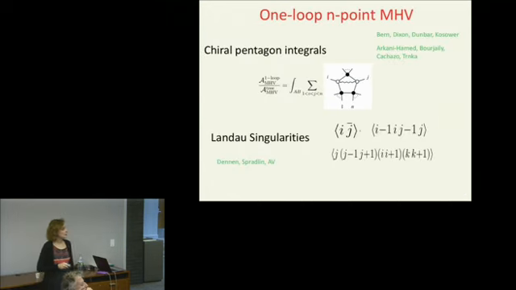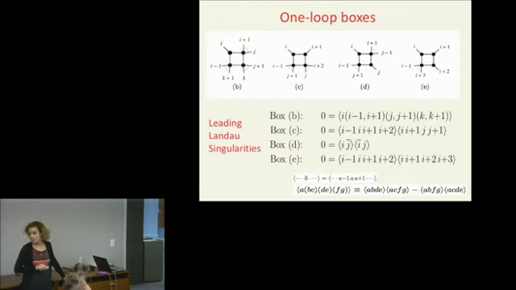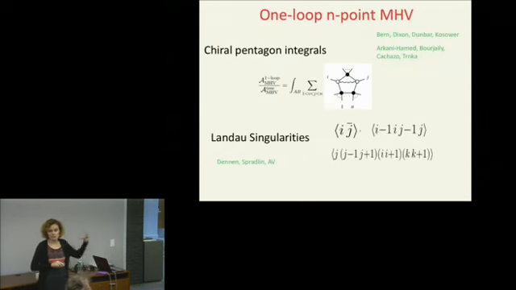We can start with an example where we know the integrand. For example, the one-loop n-point MHV amplitude can be written as a finite integral, something like a pentagon integral like that. Given this integral, we can solve Landau equations and we get the Landau singularities, which are written here. There are some details about the brackets, bars, and various products, but the point is that given the integral, you can solve this.